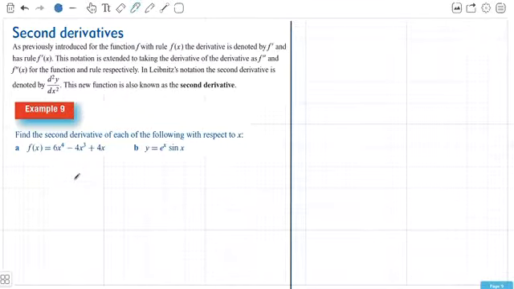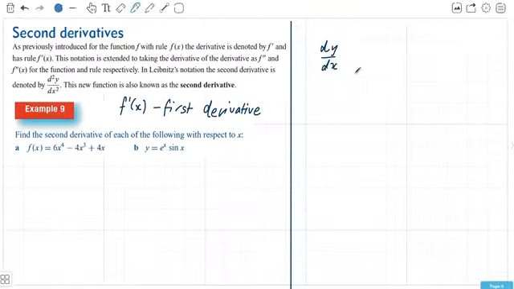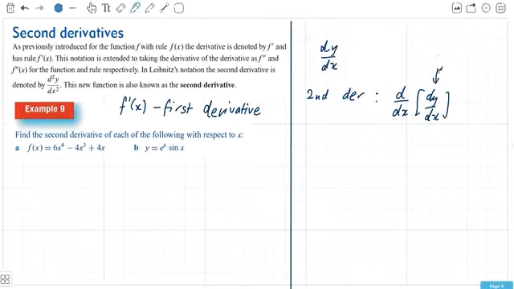So far we've been able to find first derivatives, and for first derivatives we use the notation f dash x. For the second derivative, we use the same type of notation, but this time we use two dashes, so f double dash x, or we also have dy dx for our first derivative. For our second derivative, we're actually taking the derivative with respect to x of dy dx, because that's our first derivative. This is the second time we're differentiating.